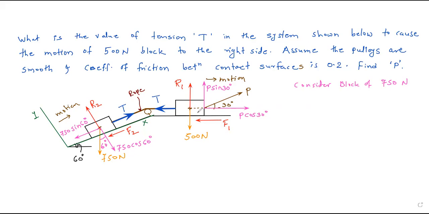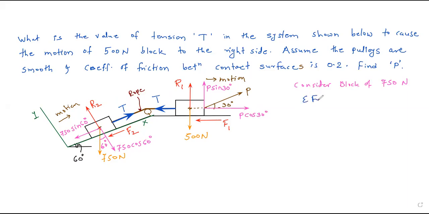So consider a block of 750 Newton. Now think about the block of 750 Newton. Okay, now think about this much of the diagram, 750 Newton. So here now, if I apply summation fx equal to 0, okay, before applying summation fx equal to 0, I will go for summation fy equal to 0.